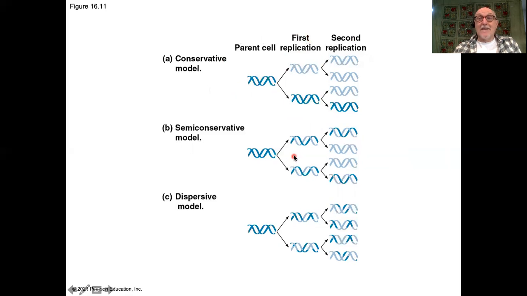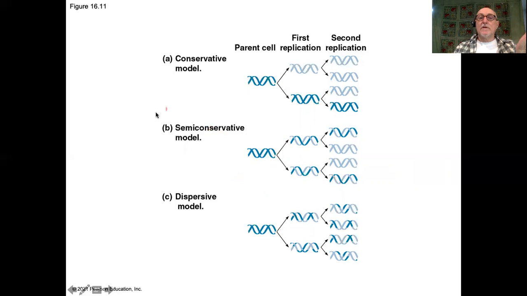The other model was the semi-conservative, which is what we actually have. Each new strand, half of it is parental and half of it is new. Then there were some people that argued for what was called a dispersive model, where it was kind of a mixture. The strands were all mixed up, but they replicated one another.